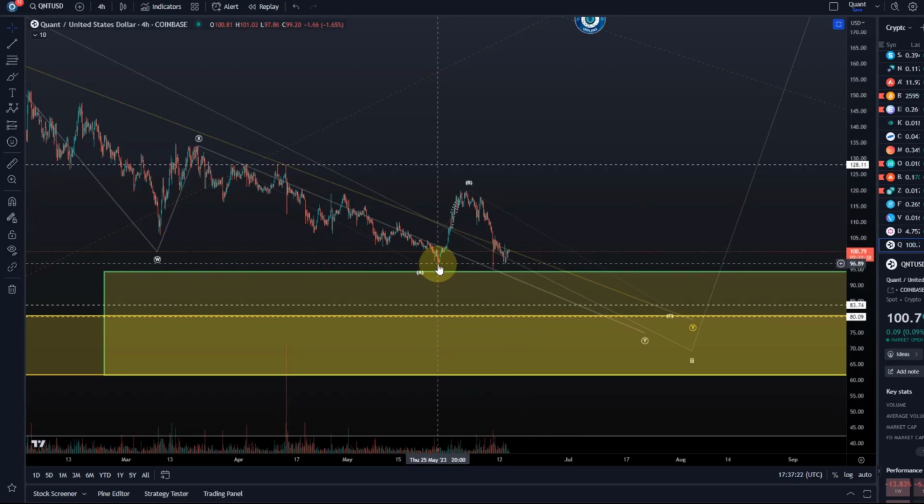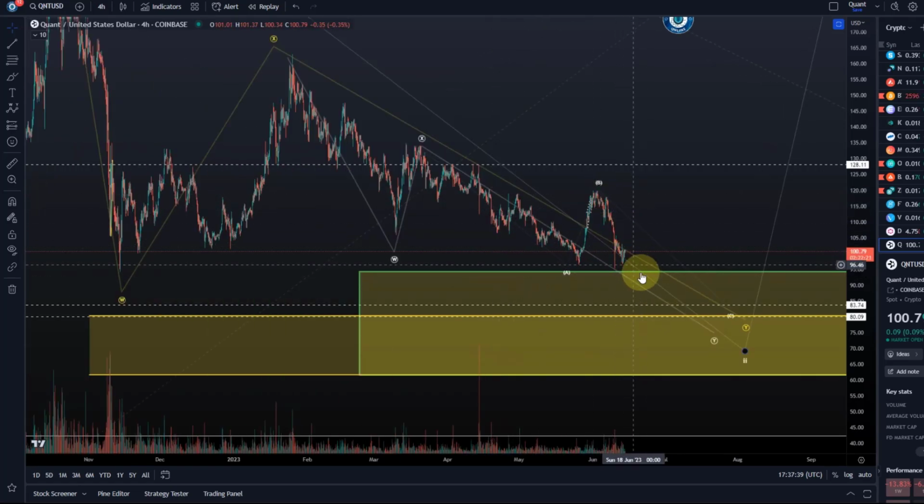This move up, which started on the 25th of May, could be considered a 5-wave move up. Not the most beautiful one, but obviously the stress test always happens in the first deep retracement, and it failed to hold a higher low, okay? So from that point of view, it is suggested that it goes down lower, ideally into this region around $80 to $83. Okay, that's my update about QNT.